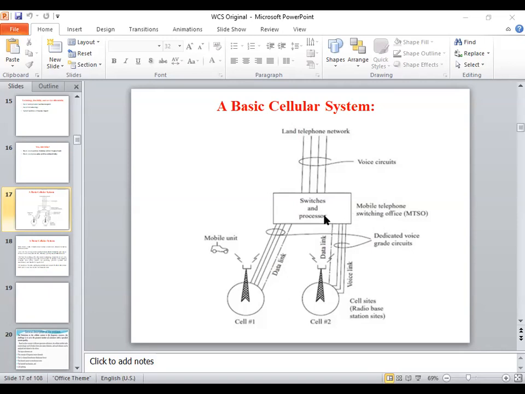And the MTSO includes the switches and various processors. The MTSO is the switching office, the central coordinating element for all the cell sites. If I want to communicate from one cell site to another cell site, this is responsible for that. It contains the cellular processor and cellular switch, interfaces with the telephone company zone offices, controls call processing, and handles the billing activities. All will be done by the MTSO.